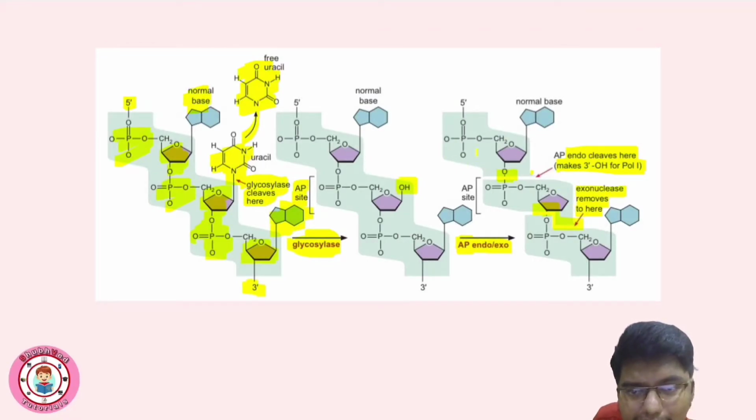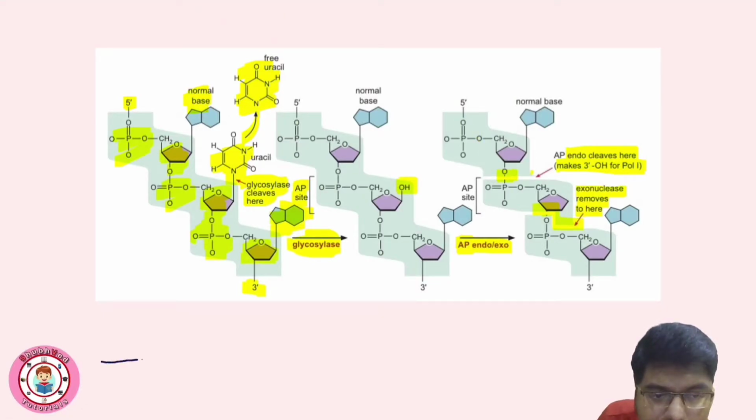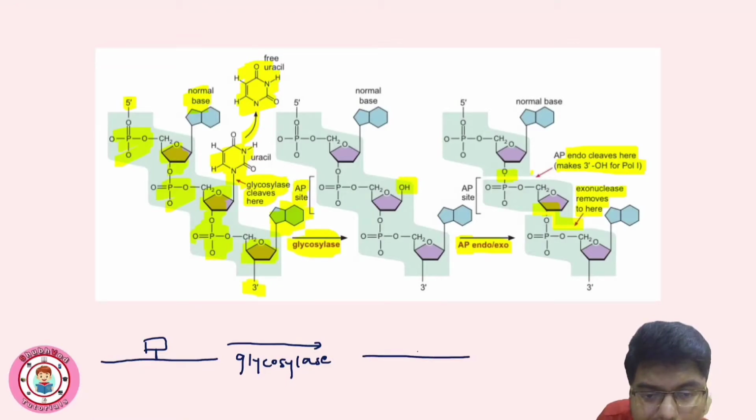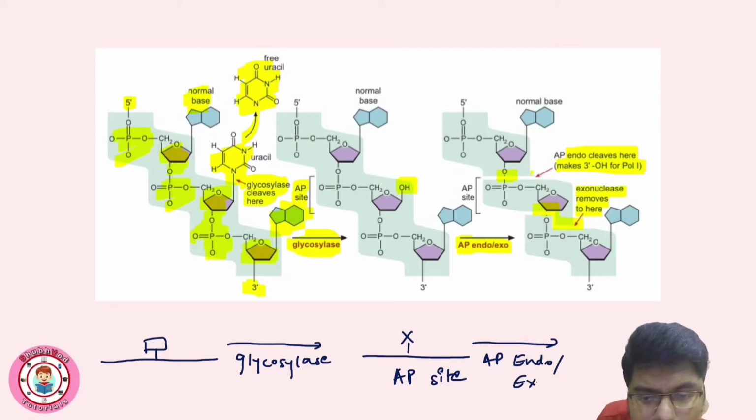Suppose we say this is the strand, and here is the damaged base. First of all, glycosylase will remove the base. Only this bond will be there. The base has been removed, making an AP site. And then AP endo-exo will act. This is the DNA which breaks. It has been broken down.